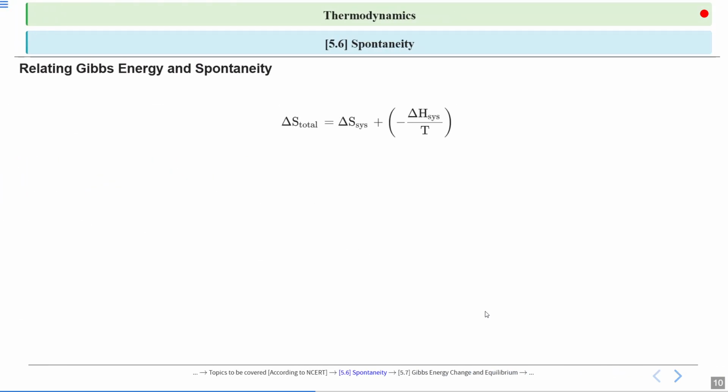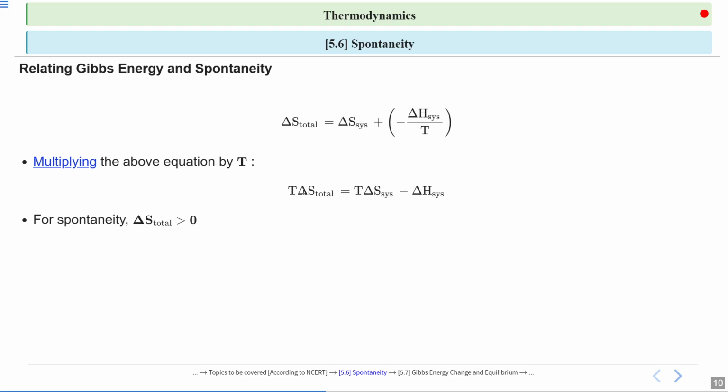So what equation did we get? We get delta S total is equal to delta S system plus, in a bracket, the negative of the enthalpy change for the system divided by temperature. If this is true, we can multiply the whole equation by T. Then what will we get? T delta S total equals T delta S system minus the enthalpy change for the system.